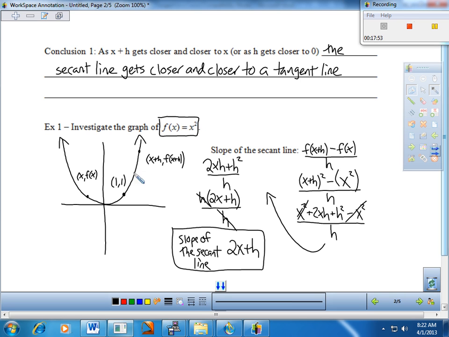Then I'm going to bring it in closer and closer and closer. Okay, and what I want to do is see what happens to the slope of that secant line as the second point gets closer and closer to the first point. I hope that makes pretty good sense.